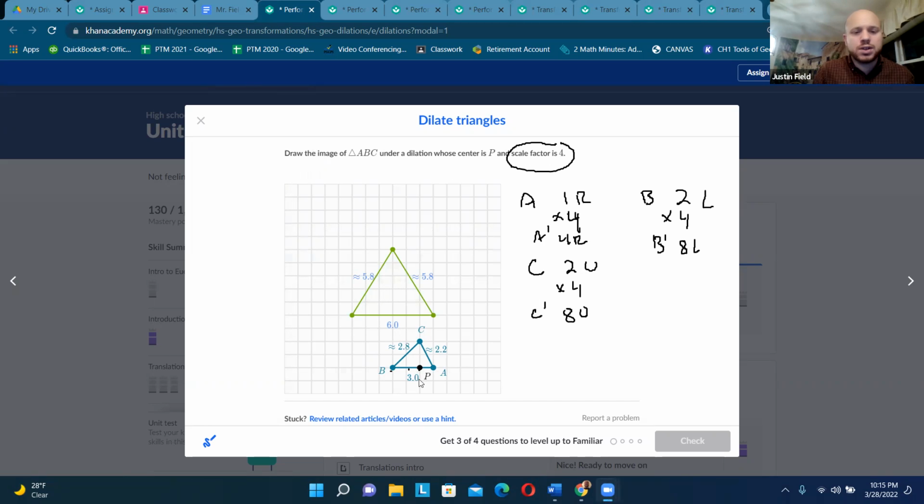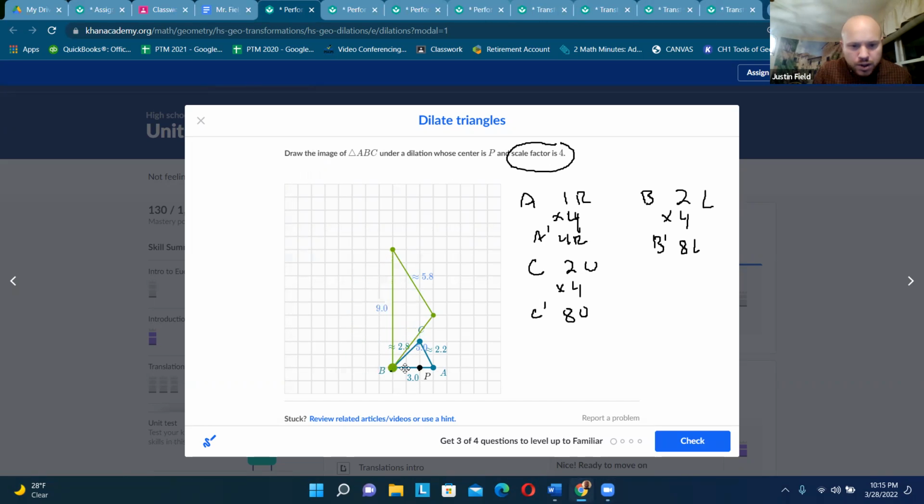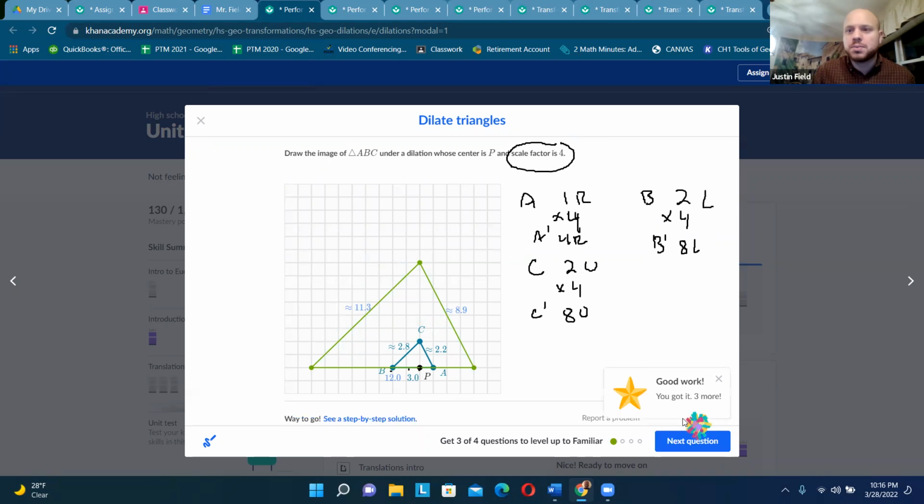Go ahead. So go to the center. And then we put a point like 8 left. So 1, 2, 3, 4, 5, 6, 7, 8. A is going to be 4 right. 1, 2, 3, 4. And then C is going to be 8 up. 1, 2, 3, 4, 5, 6, 7, 8. And you can see that the green triangle is 4 times the size of the blue triangle.